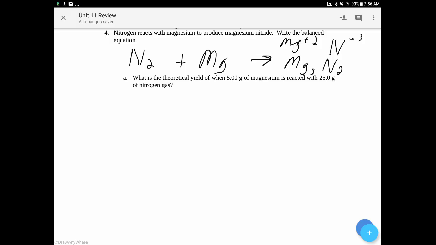N both has 2, so N's good. Mg has 3 on this side and 1 on this side, so we need a 3 in front of the Mg. And there we go. We have a balanced equation.